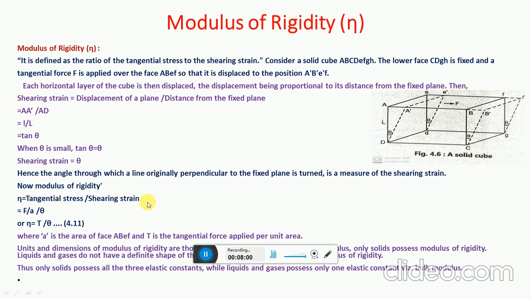Then, using the definition of modulus of rigidity, we have modulus of rigidity eta is equal to tangential stress divided by shearing strain. Putting the value of tangential stress F upon A and shearing strain theta, we have eta is equal to T upon theta, and here T is the tangential force applied per unit area. The unit of modulus of rigidity is poise. Only solids possess all three types of elastic constant, while liquids and gases possess only one constant, that is bulk modulus.